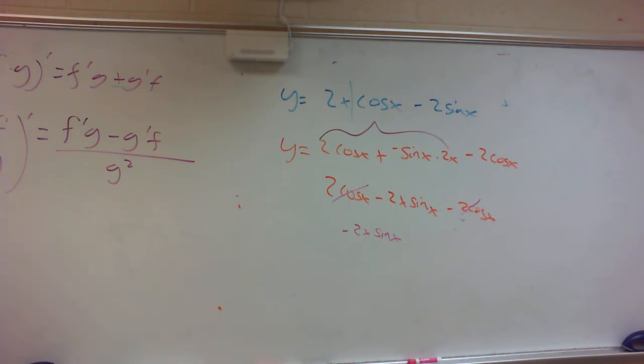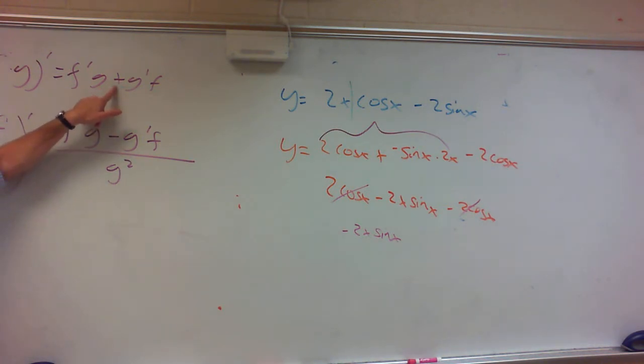Now, a couple of things. First, let's talk about some similarities. Notice that when you're multiplying, you have f prime g and a g prime f, and you have the exact same thing in the quotient rule. You have f prime g and a g prime f. Okay? Here's the problem, and this is the thing you have to be careful about.